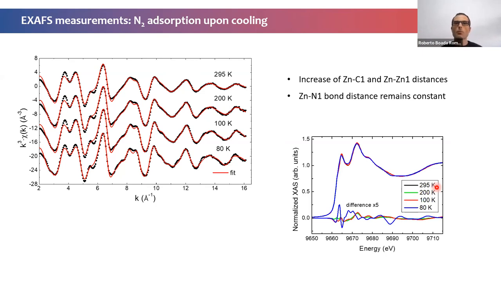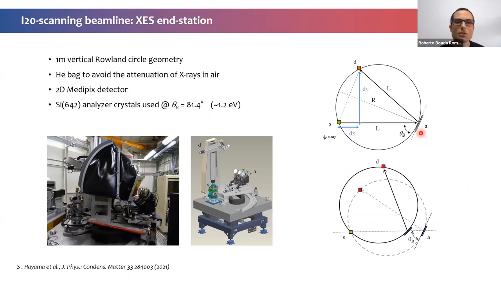So we asked, can we get more out of this transition? Let's have a look at the XANES. We could see some changes when going through the transition, but the resolution is not good enough. So let's exploit the high resolution XANES capabilities at the beamline. We did the experiment using the X-ray emission spectrometer, a one vertical Rowland circle geometry spectrometer available at the beamline.